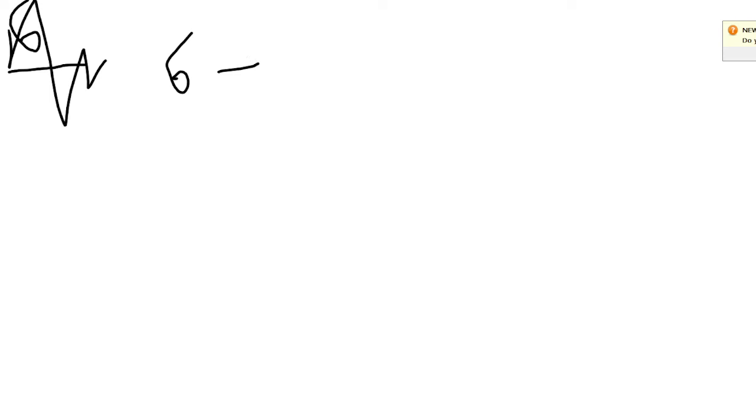Hold on a minute. Okay, that is 6 divided by 2, 1 plus 2. Now, excuse my messy handwriting, I'm using a mouse to do this.